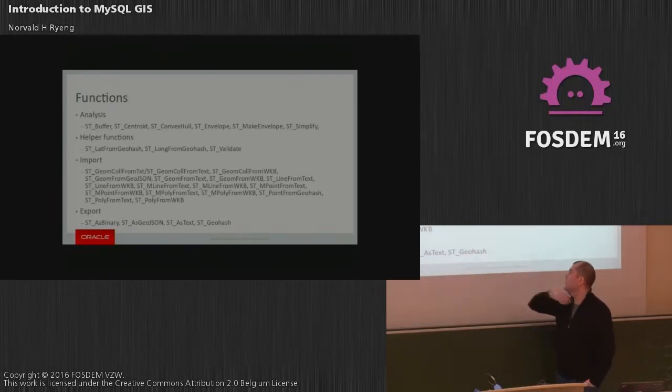There are a lot of import functions. They use the same format, which is specified by the standards we have to follow. There are four formats: well-known text, well-known binary, GeoJSON, and GeoHash. That's what we currently support.